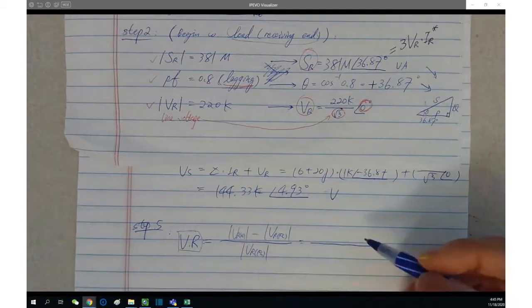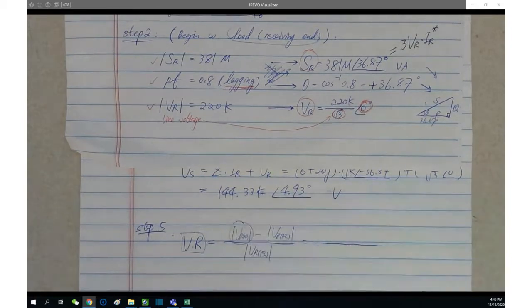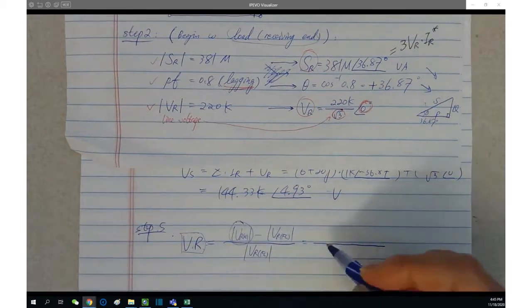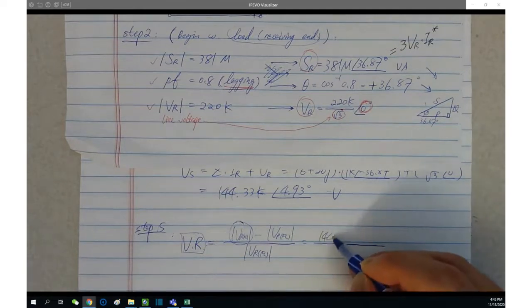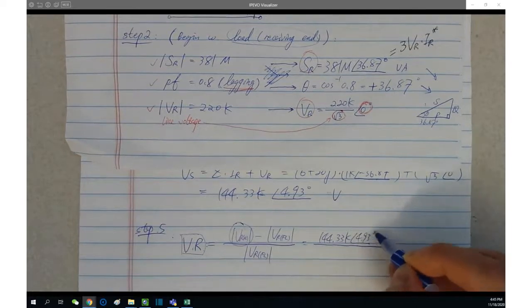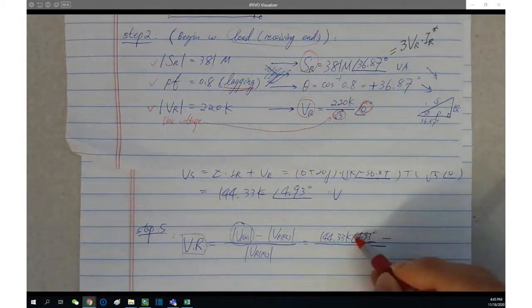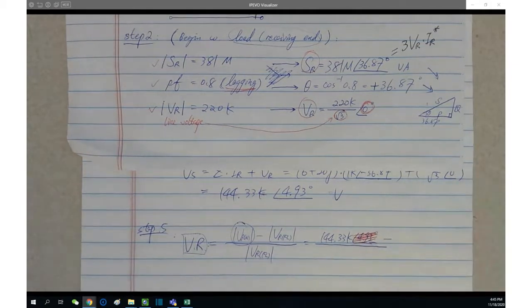VR no load equals what? Anyone still remember? VR no load equals what? Yes. VS. VS, okay, which is 144.33 kilo, angle of 4.93, right? Except we want the magnitude. Very good. Never forget that. Magnitude means magnitude.